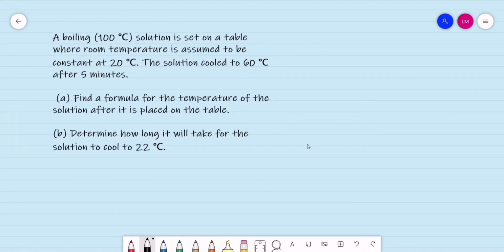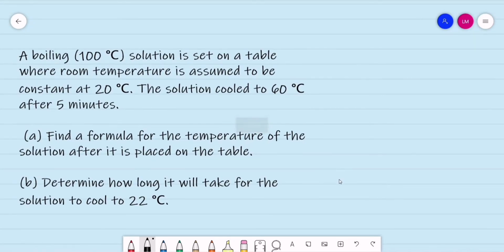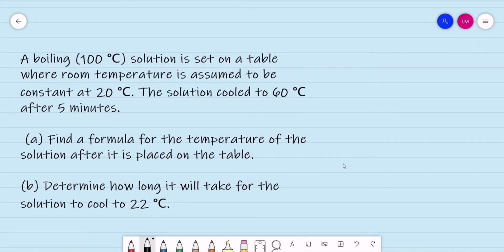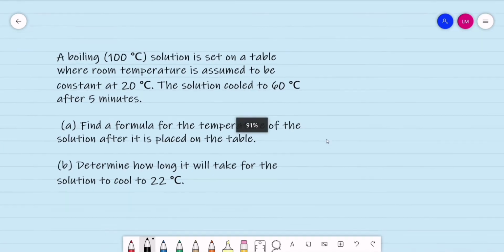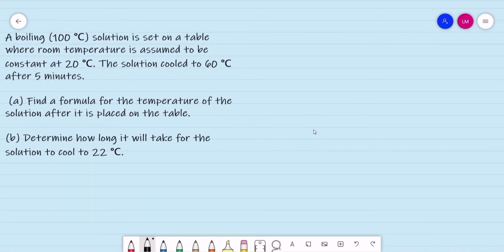Okay, a boiling solution that is at 100 degrees Celsius is set on a table where the room temperature is assumed to be constant at 20 degrees Celsius. The solution cooled to 60 degrees Celsius after 5 minutes. Letter A, find a formula for the temperature of the solution after it is placed on the table. So we are to look for its working equation. Let us look for the given.